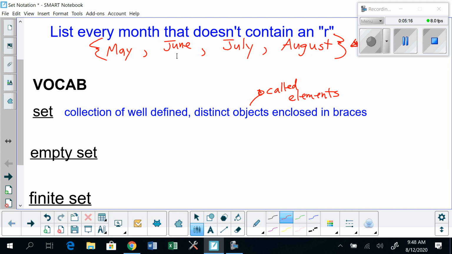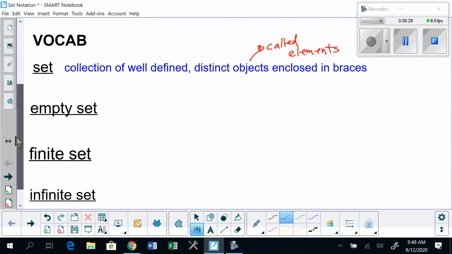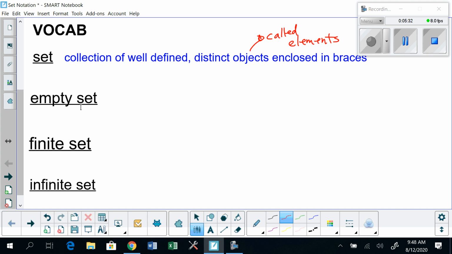Okay, you would never write like May, June, June, July, August. They're all distinct and unique. You never see any repeats in a set. And then the braces you have here, the left brace and the right brace. So that's the definition of a set. All right, let's go to the next definition, an empty set.